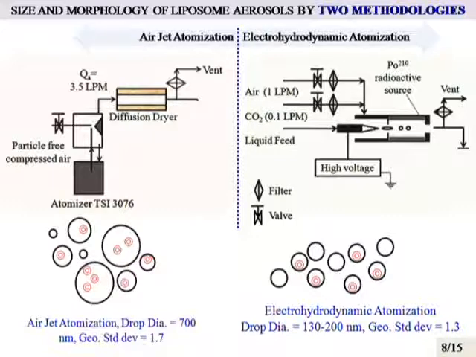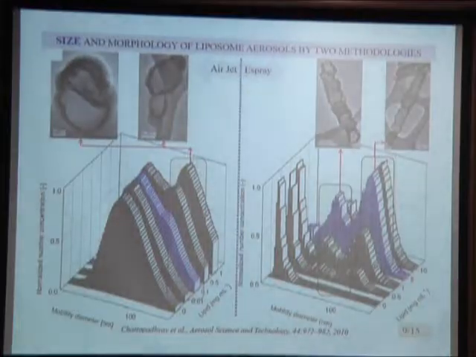So electrohydrodynamic atomization gives us a possibility to generate droplets of 130 to 200 nanometer size, which is comparable to liposome. So we hope we can eradicate any aggregation of the liposome in a droplet and have a fine control. The results are following.